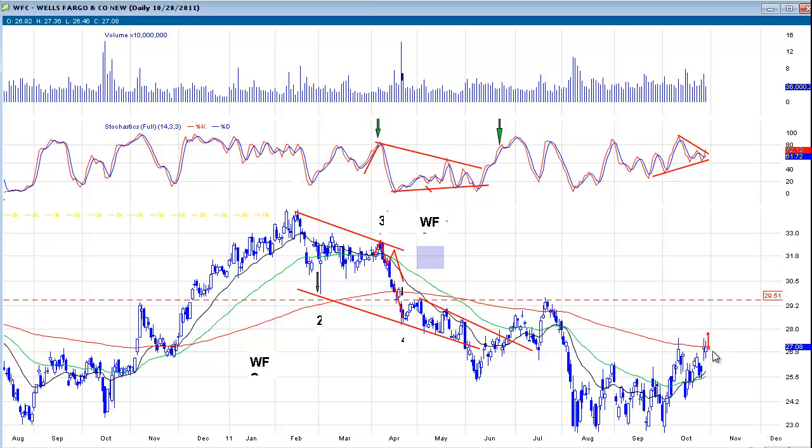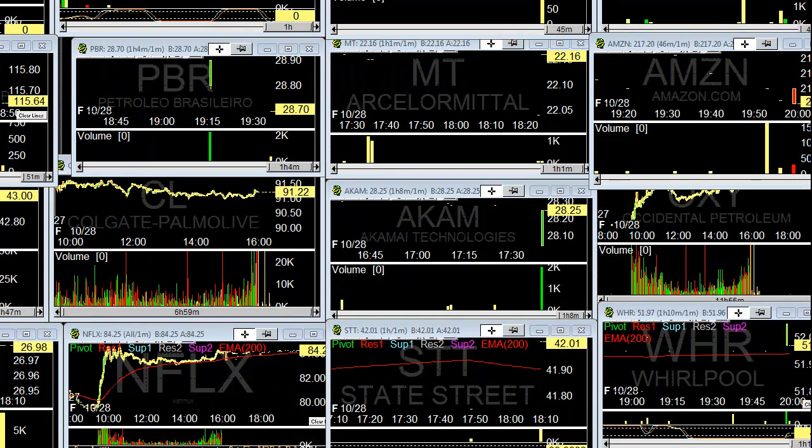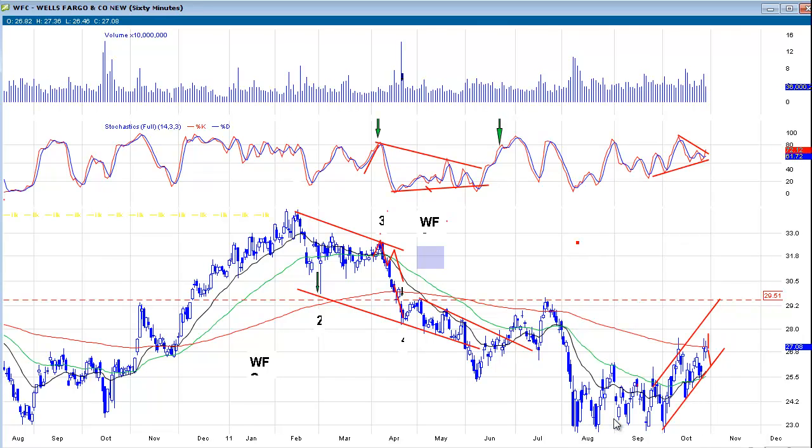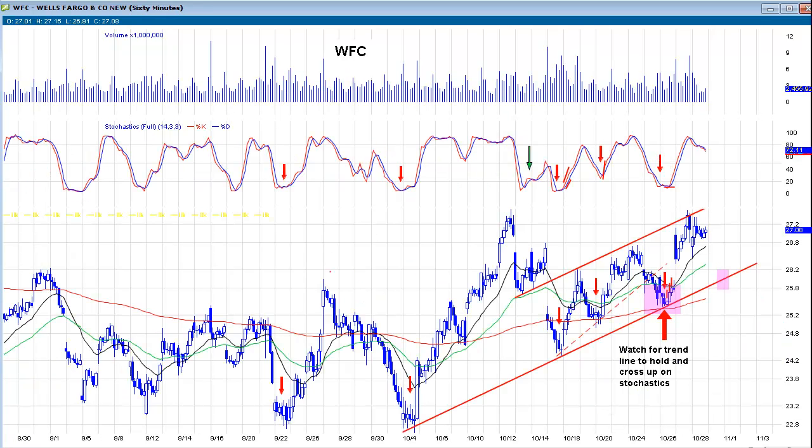And if we got the pullback, again, we're just looking for that lower trend line of that 60-minute chart, which basically probably comes under like this. And this is going to start to develop something out. So love to get the pullback on Wells Fargo. Again, on a 60-minute chart.